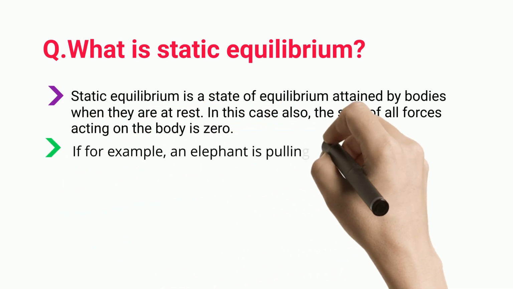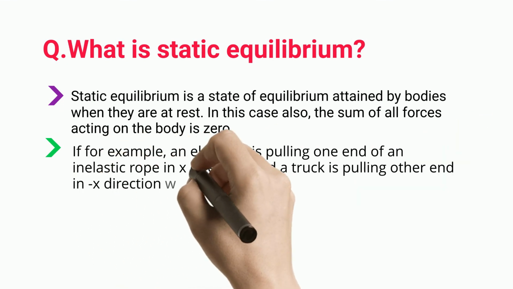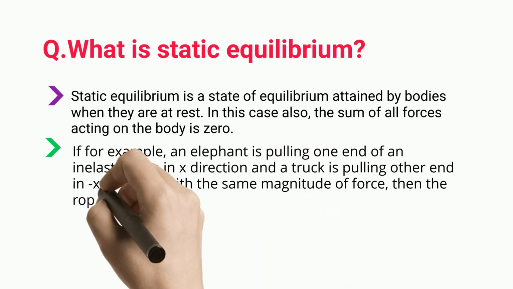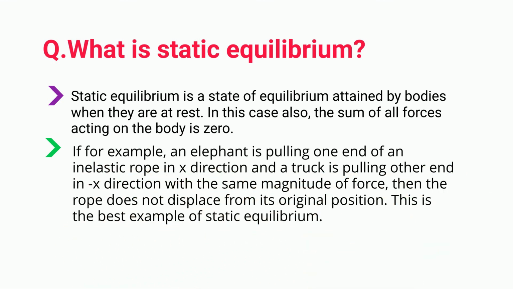If, for example, an elephant is pulling one end of an inelastic rope in the X direction and a truck is pulling the other end in the opposite direction with the same magnitude of force, then the rope does not displace from its original position. This is the best example of static equilibrium.